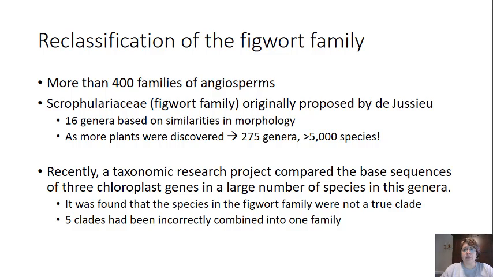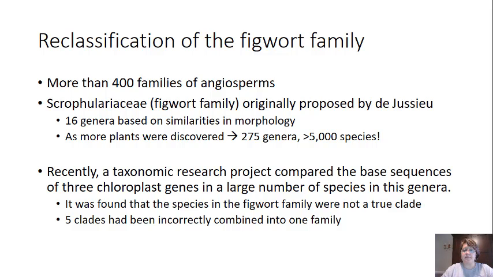A particular family that he originally proposed was the figwort family. And when he originally proposed it, he only proposed 16 genera, or genus taxa level, based again on similarities in their morphology. But 1789 was a long time ago, and as more plants were discovered that fit these morphology similarities, this family grew to include 275 genera and over 5,000 species. And that put them well into the largest angiosperm family that was in existence.